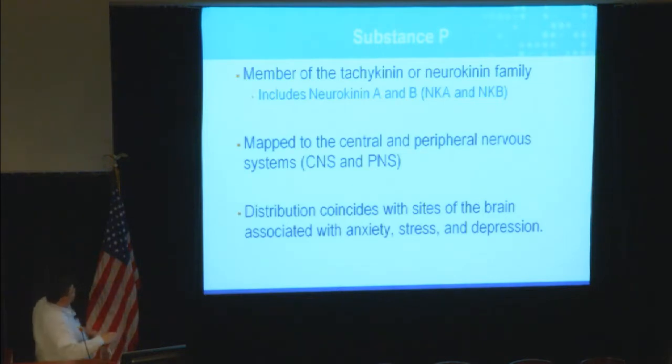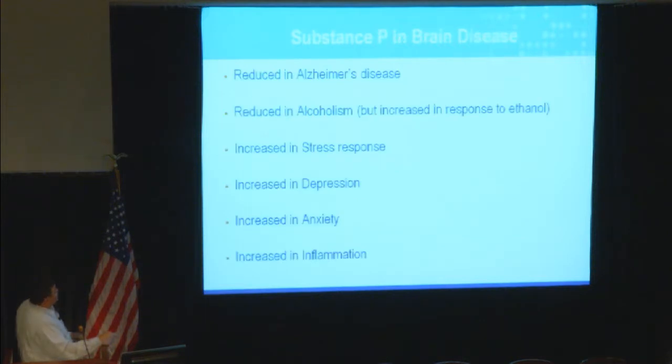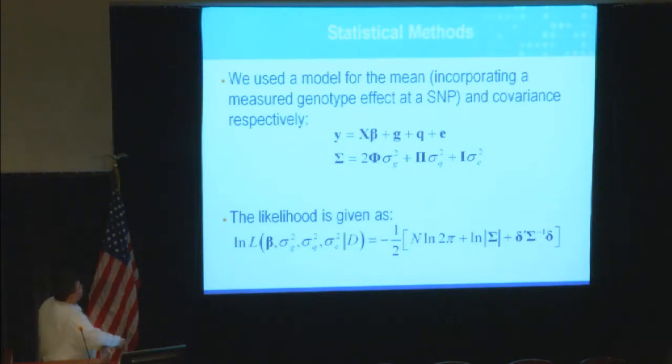And substance P is a member of the tachykinin or neurokinin family. It's mapped to the CNS and PNS, and its distribution coincides with sites of the brain associated with anxiety, stress, and depression. It's implicated in brain disease, in Alzheimer's, alcoholism, stress response, depression, anxiety, and brain-related inflammation.